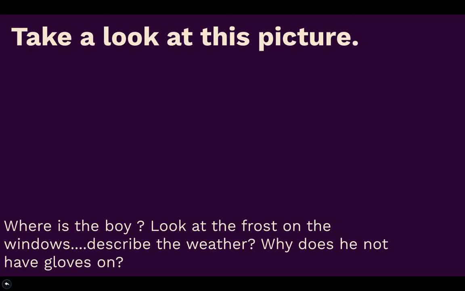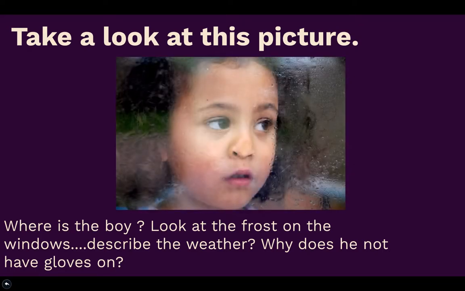Okay, let's take a look at this picture. This is a great example of visual thinking. What do you notice about the picture? What else? Where is the boy? Yeah, some of you might have said you think he's inside of his house or riding in his mother's car.